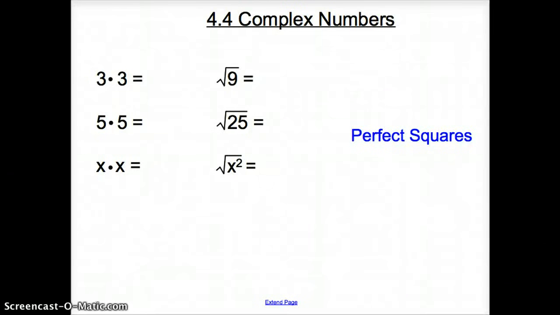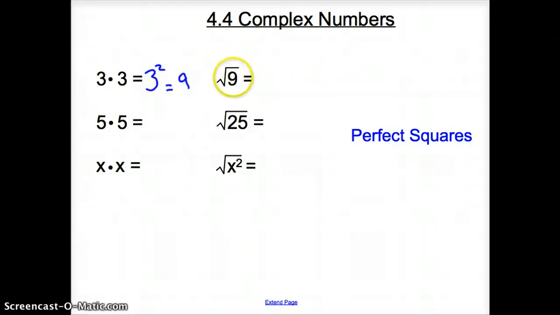Ladies and gentlemen, welcome to section 4.4, complex numbers. But before we get into some complex numbers, we first have to deal with squares and square roots. So we're going to start with 3 times 3. Yes, we all know that 3 times 3 is 3 squared, and then 3 squared is 9. But then how would you undo this?